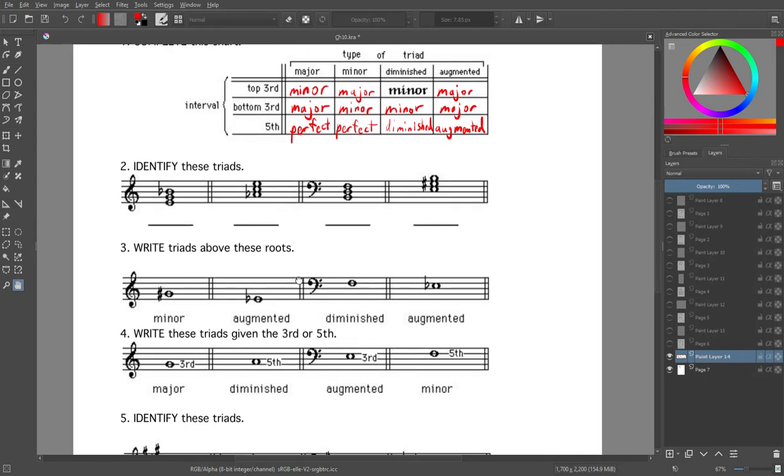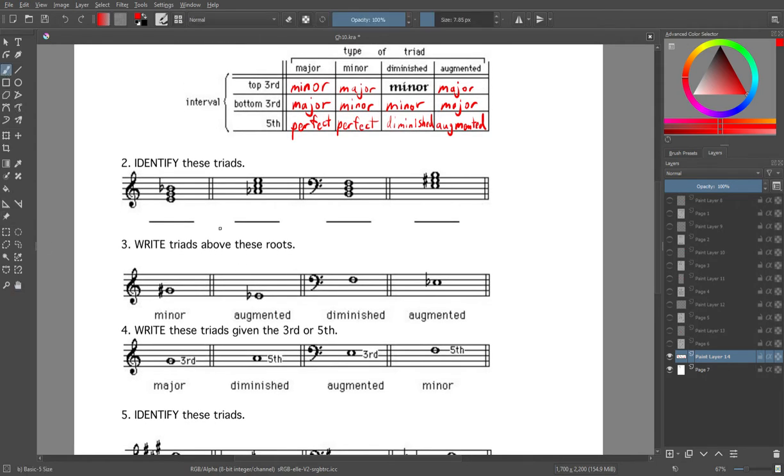Now we're going to start to identify some triads. This is where keyboards will come in, so make sure you have a keyboard handy. Either draw one or do whatever you need to make sure the keyboard's handy. So we have an E, a G, and a B flat here. E to G is a minor third. G to B flat is also a minor third. Therefore, two minor thirds, it is a diminished triad.